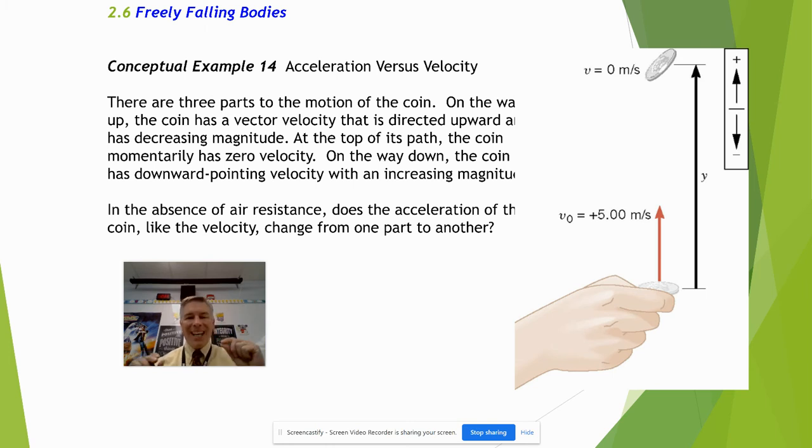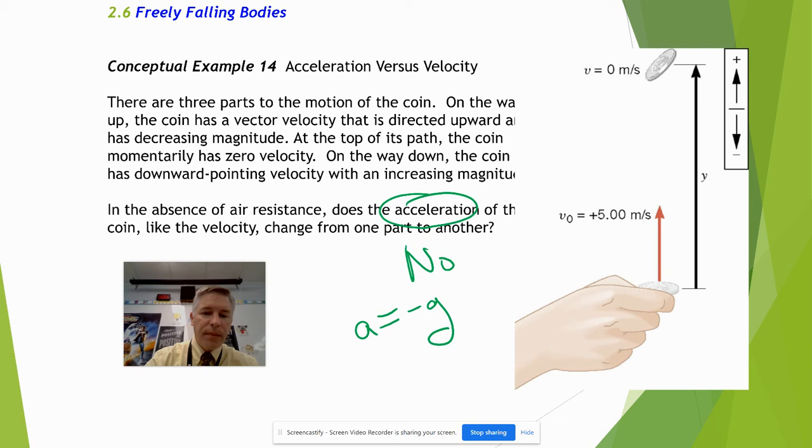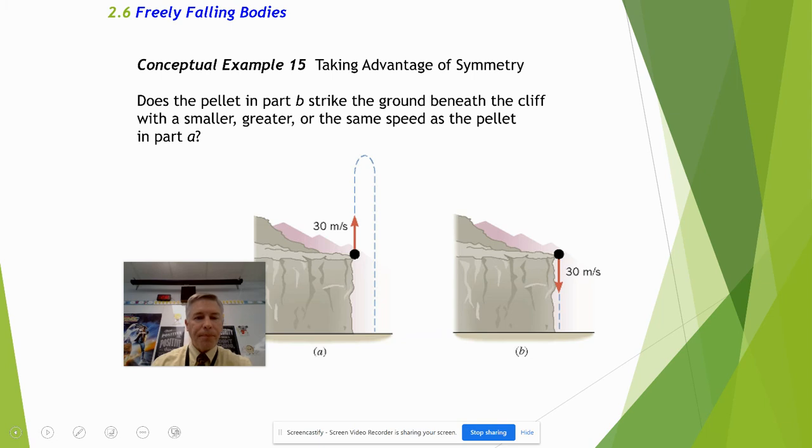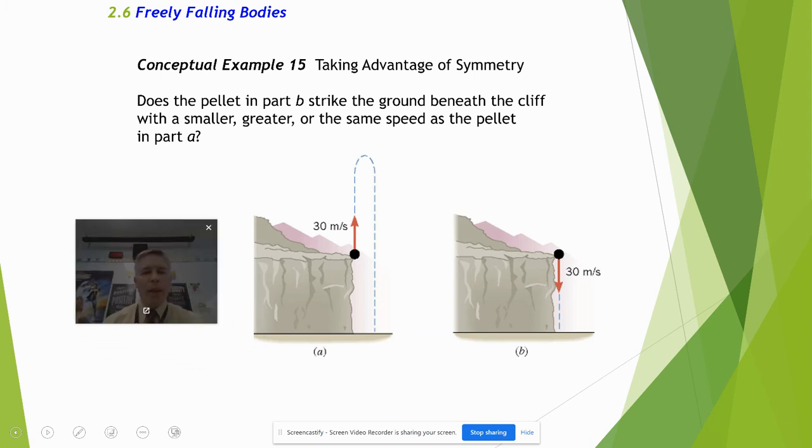And we talk about the acceleration of it. Does the acceleration of the coin change? The acceleration is always the same. So this answer is no. Acceleration always equals minus g. So the acceleration always equals negative 9.8 meters per second squared. Gravity is always pulling down on the coin. That's the concept we're dealing with. Great little thing to finish with.